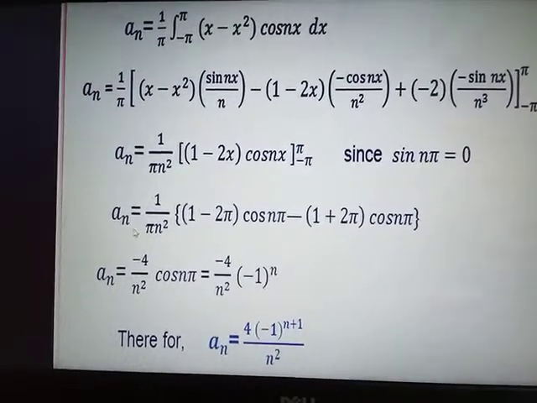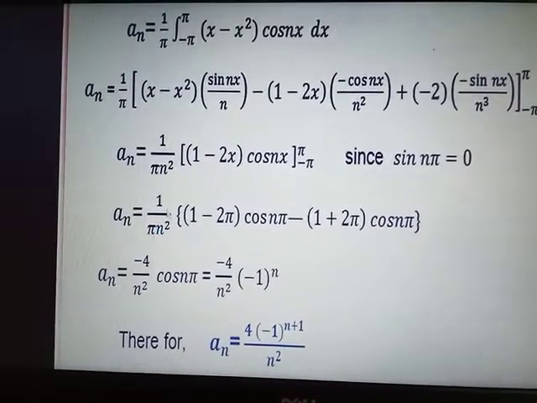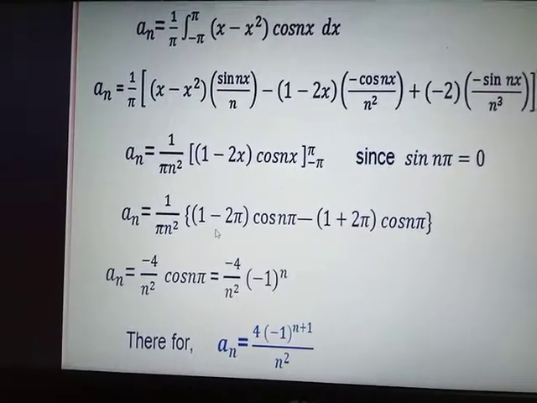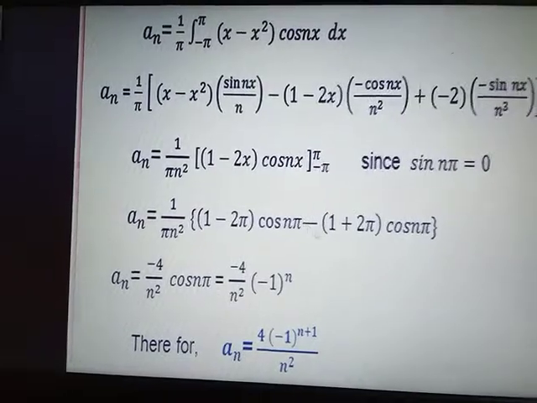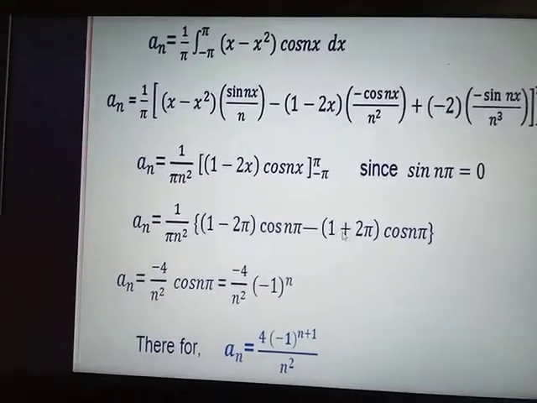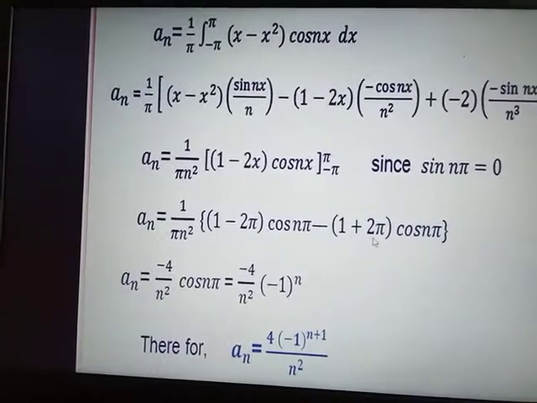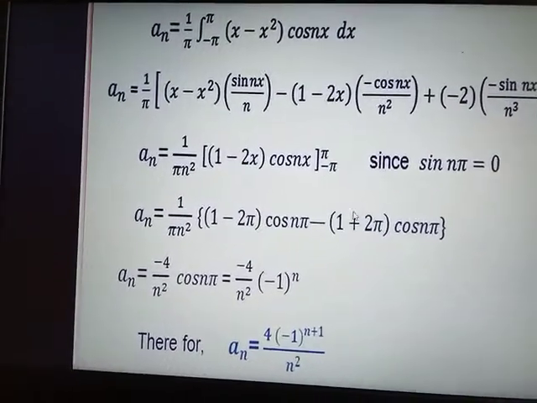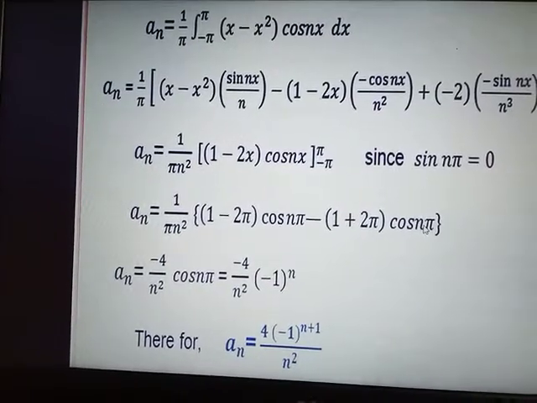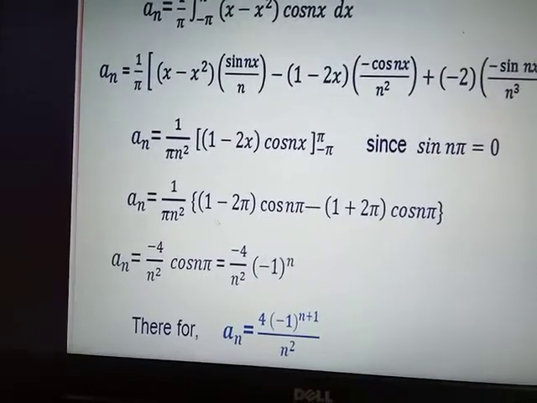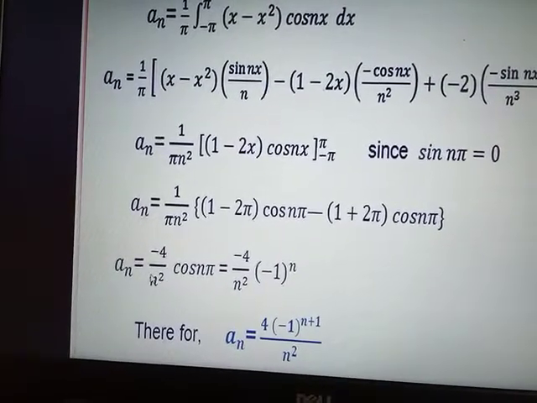pi. It is equal to 1 divided by pi n square, apply the upper limit, 1 minus 2 pi cos n pi, minus, we have to apply the lower limit, 1 minus 2 into minus pi, it is a plus, therefore it is 1 plus 2 pi cos n pi, because cos of minus theta is cos theta.